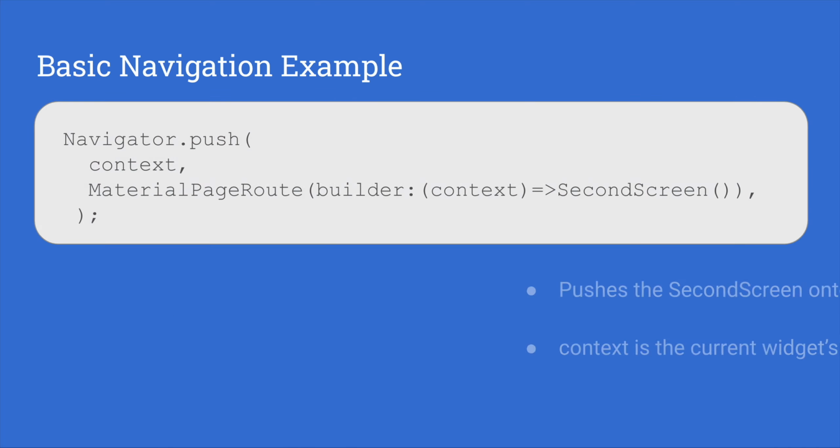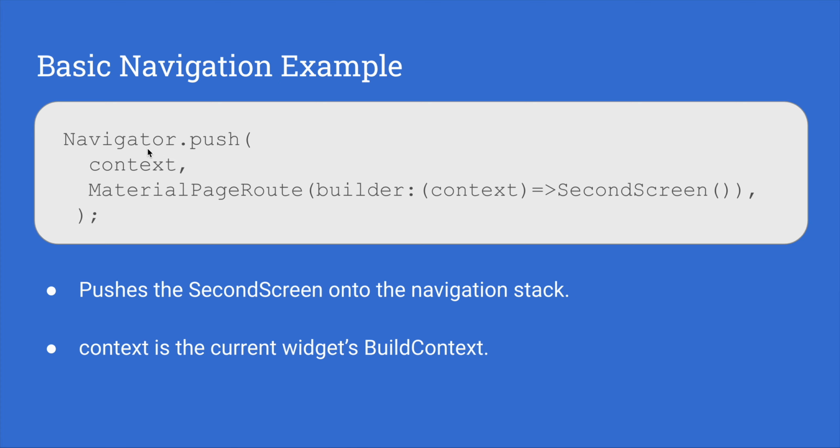So the basic navigation example is navigator.push using context and MaterialPageRoute, and in the builder we are using our screen name, SecondScreen. This pushes the second screen onto the navigation stack. Context is the current widget's BuildContext.